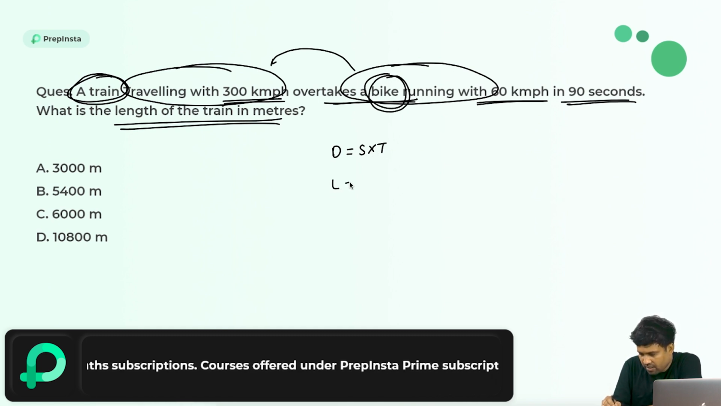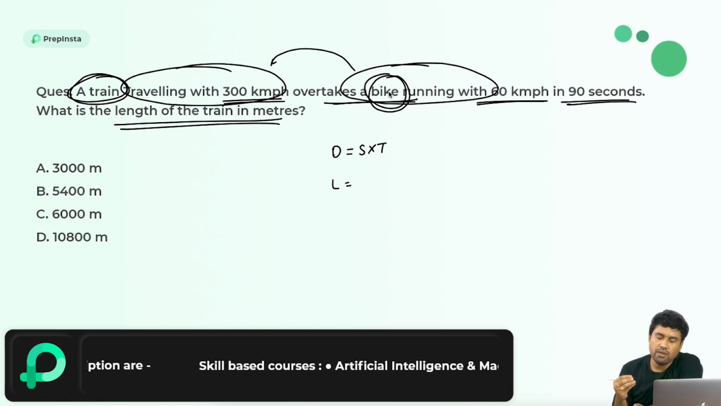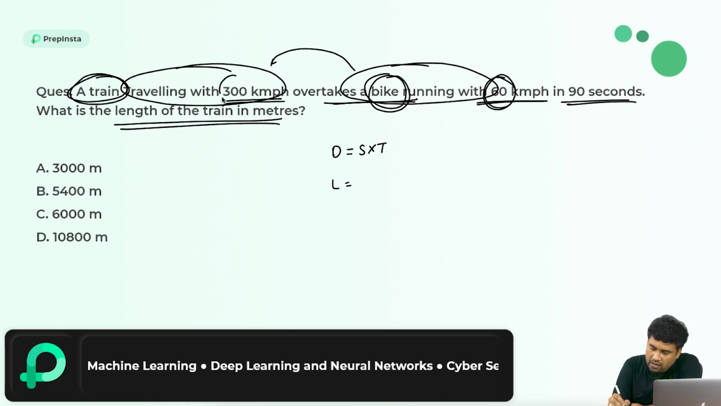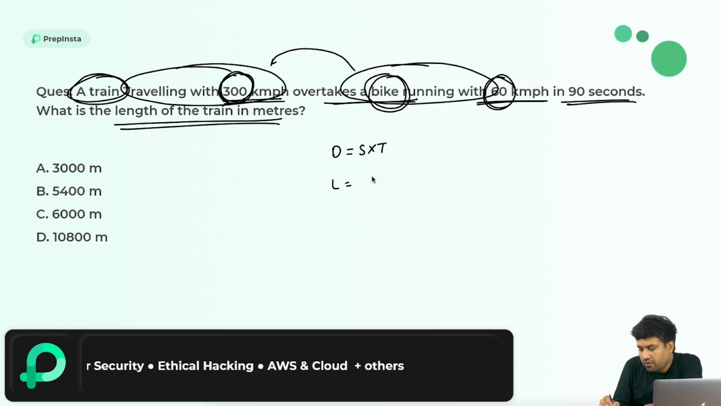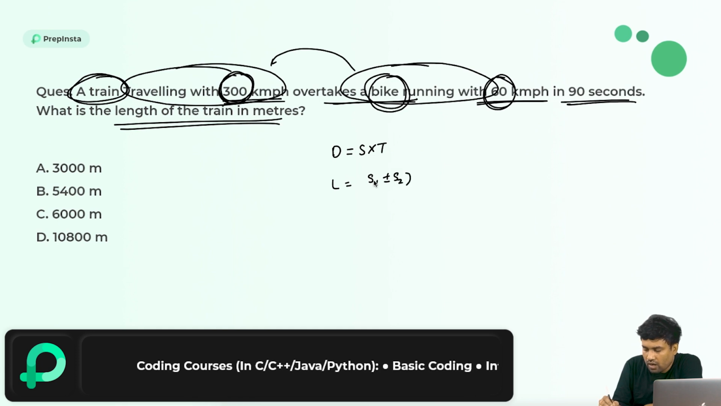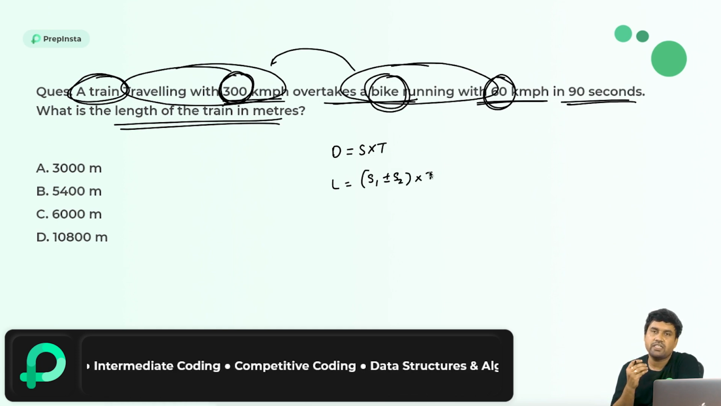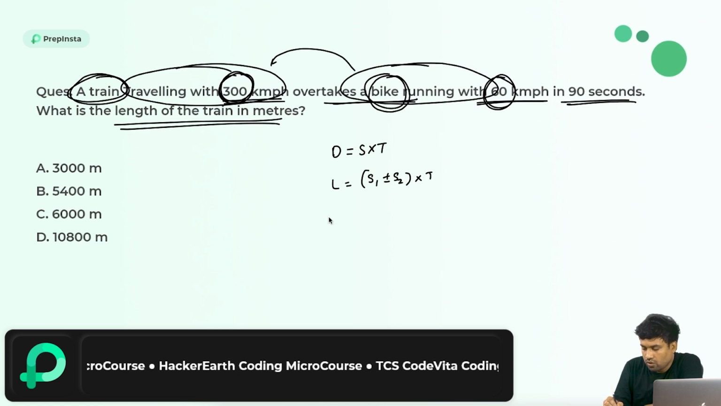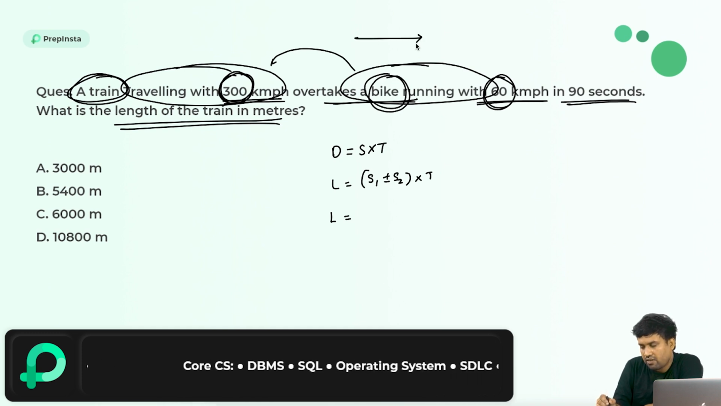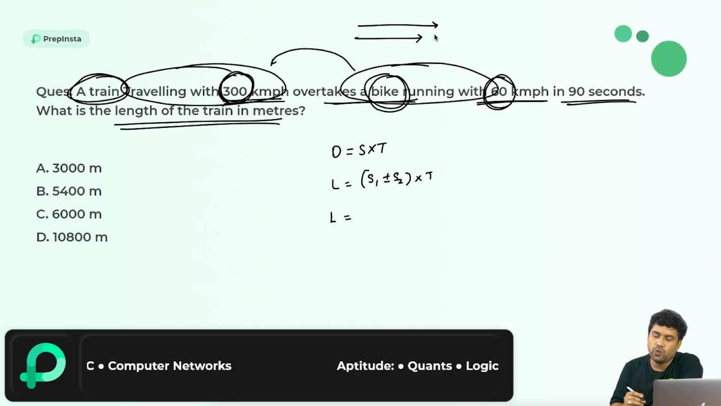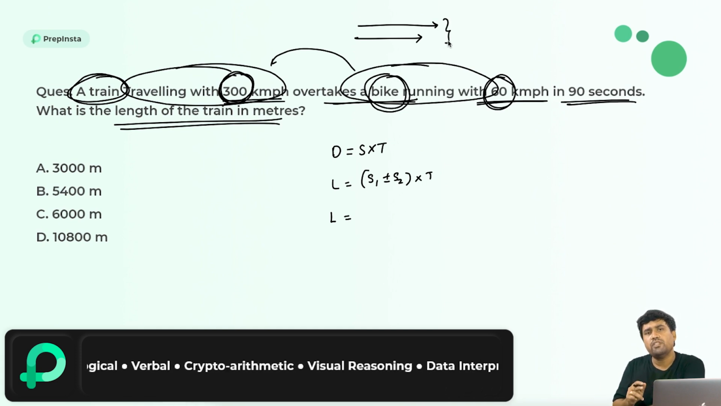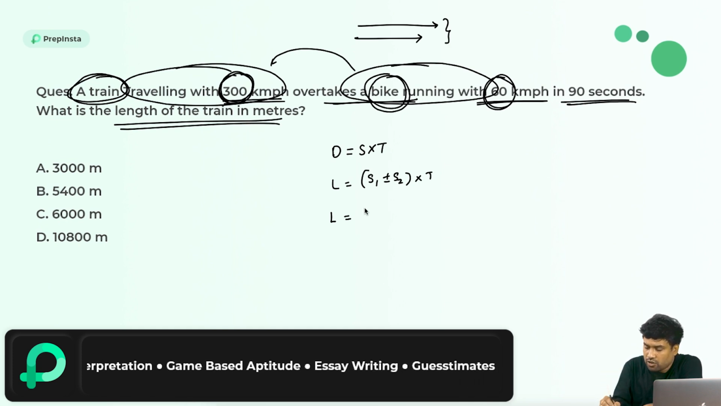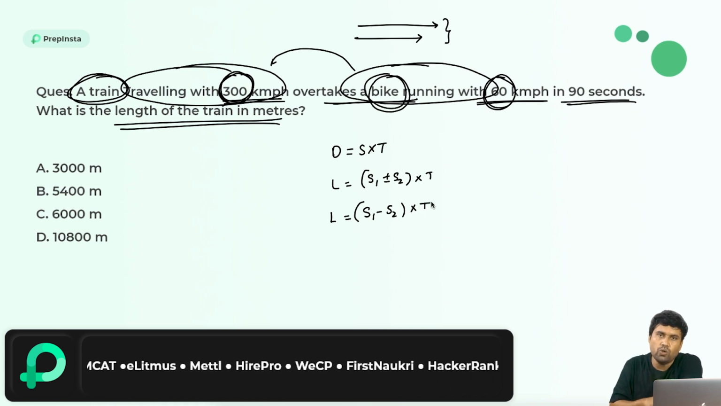Simply, the train length will become the distance. Why? Because the bike length is negligible, but the bike has some speed and the train also has some speed. Then the relative speed will become s1 plus or minus s2, and time is given as t. Time is always independent, it won't change. Always length and speeds will change based on the conditions. Here the train is overtaking the bike, so they are traveling in the same direction. Whenever two objects travel in the same direction, the relative speed is always s1 minus s2, the subtraction of the two objects' speeds.